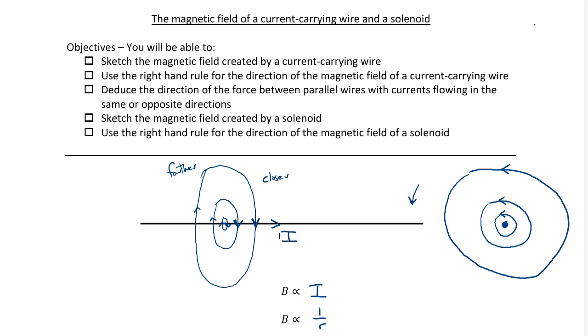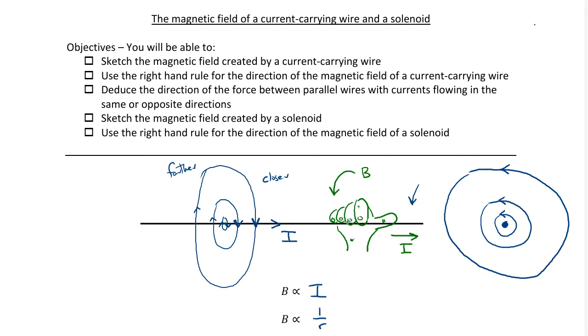Now, in terms of remembering the direction that the magnetic field lines point, we use a new right-hand rule. And that right-hand rule is that we now point our thumb in the direction that the current, the conventional current, is traveling along the wire, and then the fingers of our right hand will coil in the direction of the magnetic field. So here's your right hand, you point your thumb in the direction of the current, and then your fingers will coil in the direction of the magnetic field.